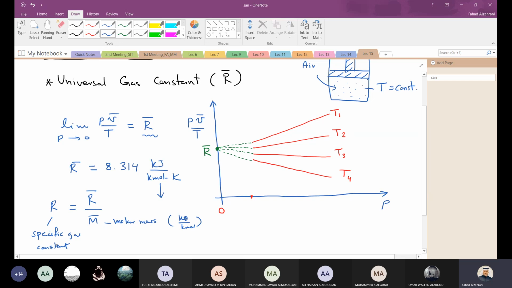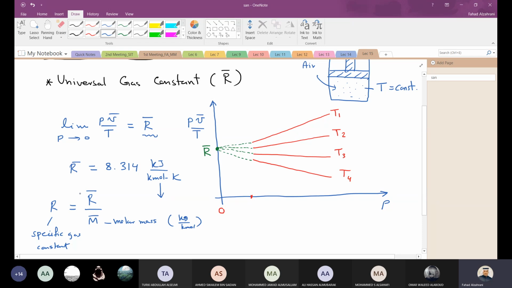Any questions on this? So we talked about the universal gas constant and then the specific gas constant, which you can get from the universal gas constant if you're talking about a kilogram of a certain substance.